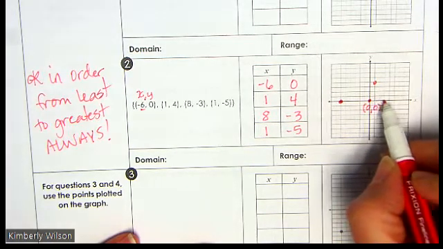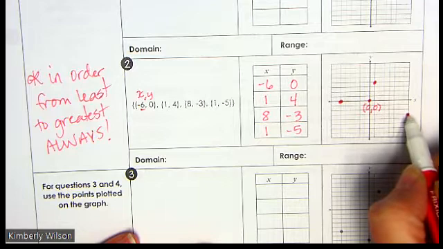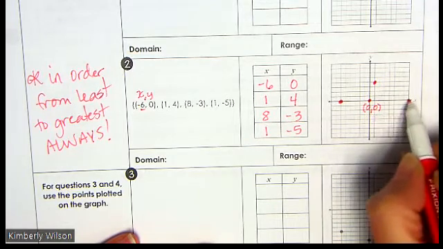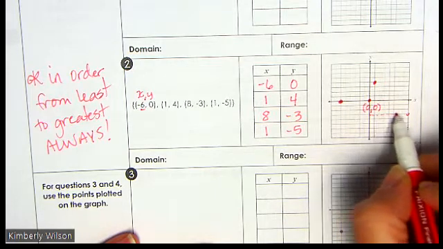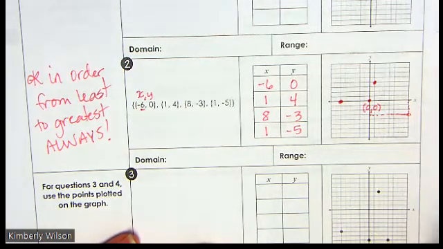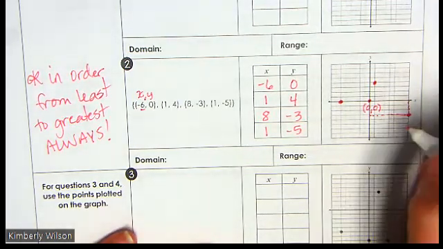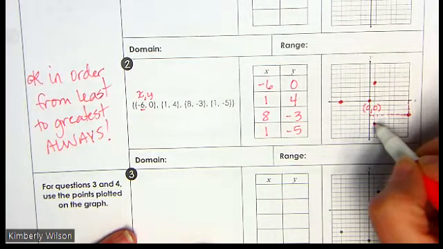Next, 8 on the X. So that's 2, 4, 6, 8. And then -3 on the Y. So I'm kind of looking where they meet. So it's at 8, -3. And there's my point. Okay. Next one, 1, -5. So we have 1, and 2, 4, -5.